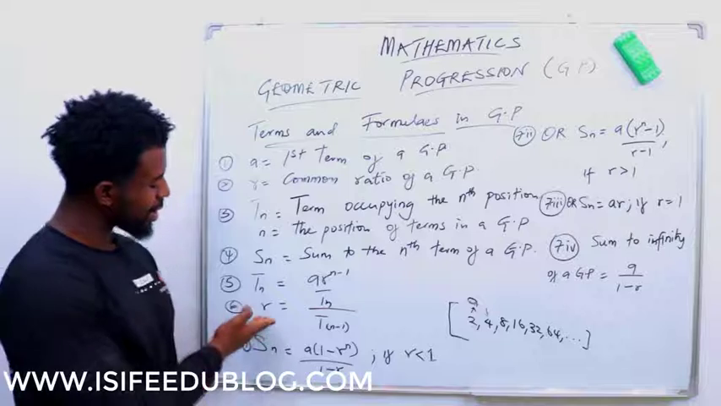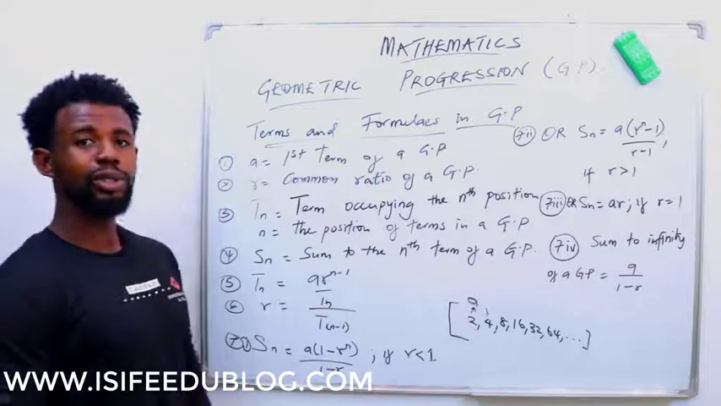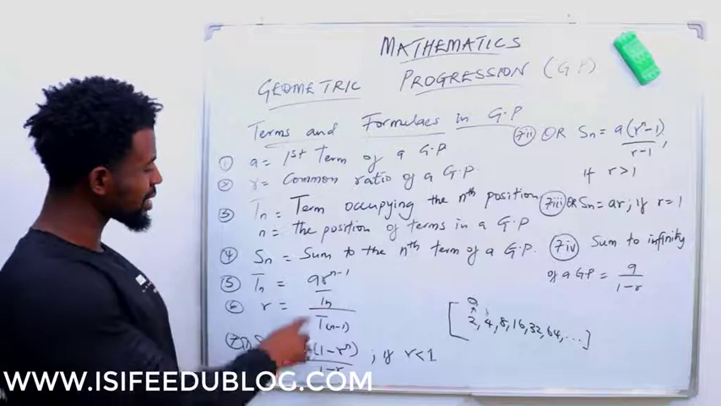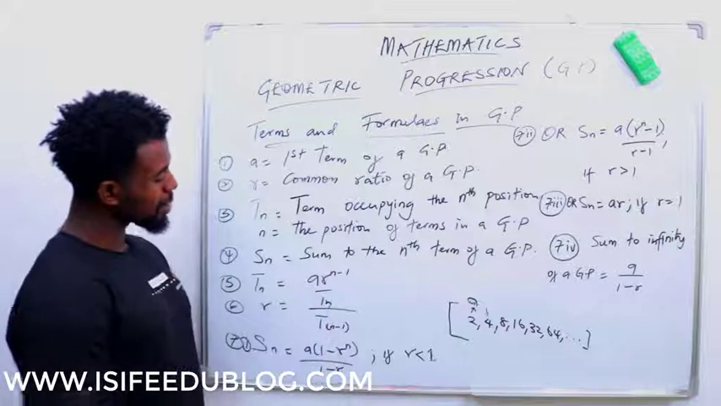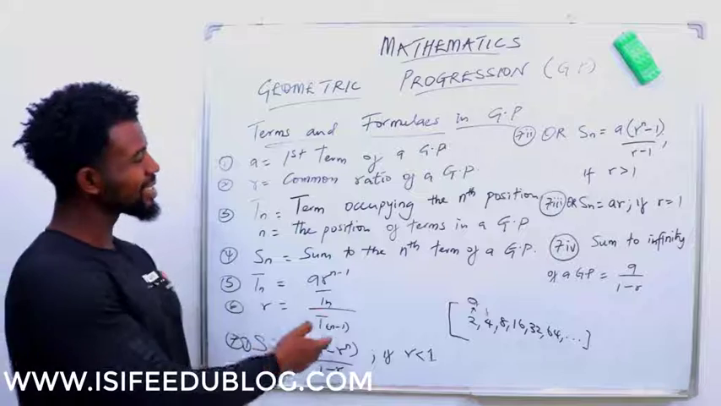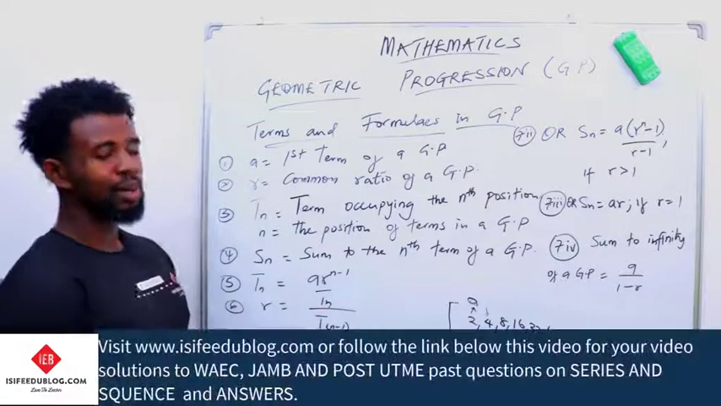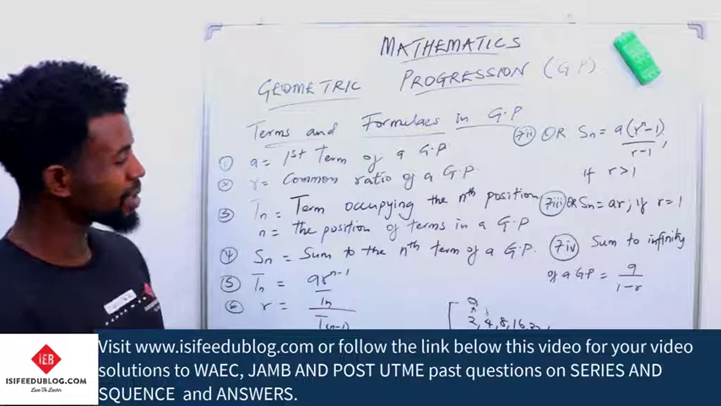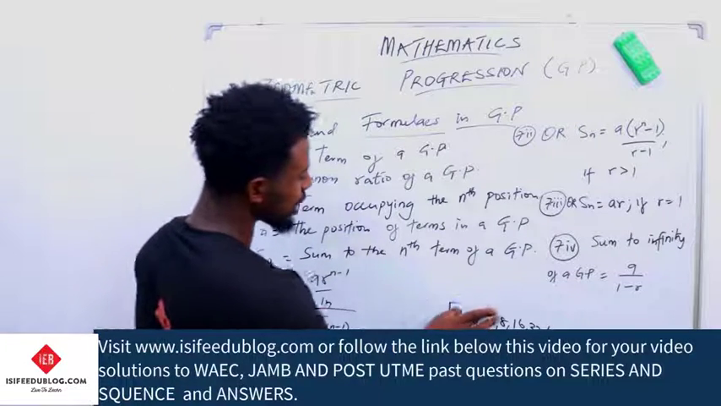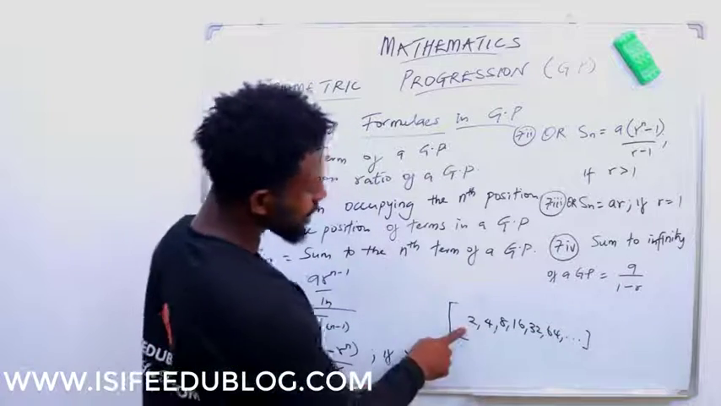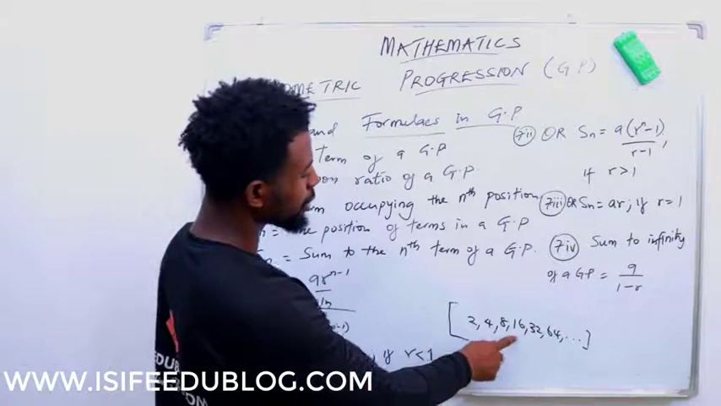Now remember I said that R represents our common ratio, right? This is the formula for finding our common ratio. It tells us that it is the term occupying any particular position all over its preceding term. So let's make reference to this. Remember, these are the first term, second term, third, fourth, fifth, and sixth.